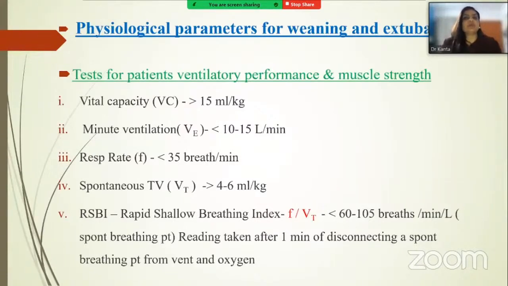So the vital capacity should be greater than 15 ml per kg body weight. Minute ventilation should be less than 10 to 15 liters per minute. Respiratory rate should be less than 35 breaths per minute, and the spontaneous tidal volume should be greater than 4 to 6 ml per kg body weight. The rapid shallow breathing index, which is the ratio of frequency to spontaneous tidal volume, should be less than 60 to 105 breaths per minute per liter. The reading is taken after 1 minute of disconnecting the patient, a spontaneously breathing patient, from the ventilator or oxygen.